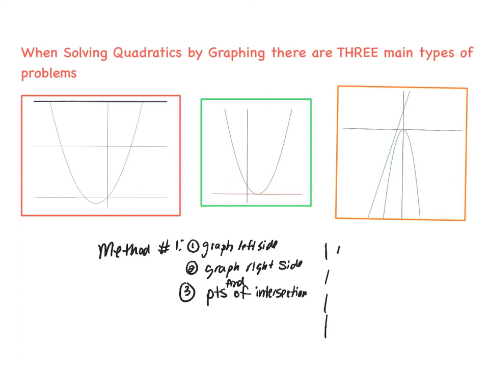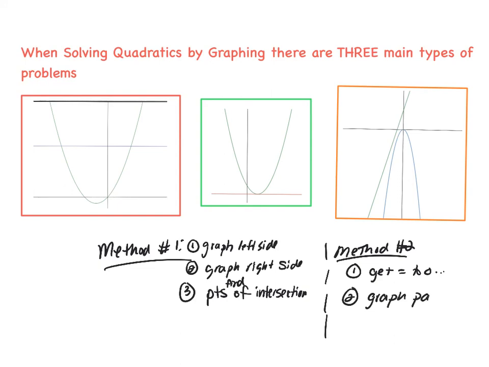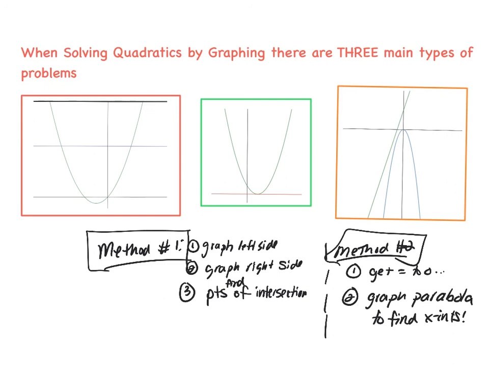Method number 2, which we didn't do on every example, but you might be able to on most examples, would be get it equal to 0 first, and then graph the parabola. If it's equal to 0, all we're really looking for is to find the x-intercepts. And the last thing that we wanted to summarize through the examples, which sometimes we did in method number 1, sometimes in method number 2, there were 3 types of answers that we could get, which should look similar to how we did it with square roots.